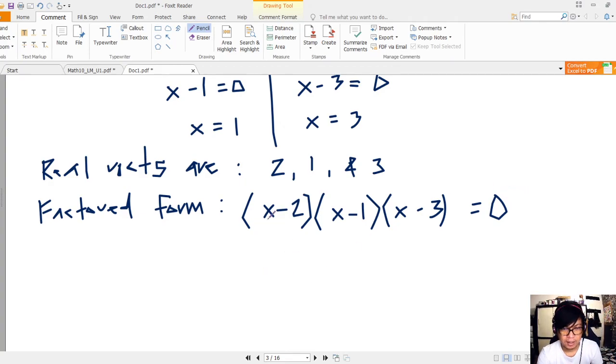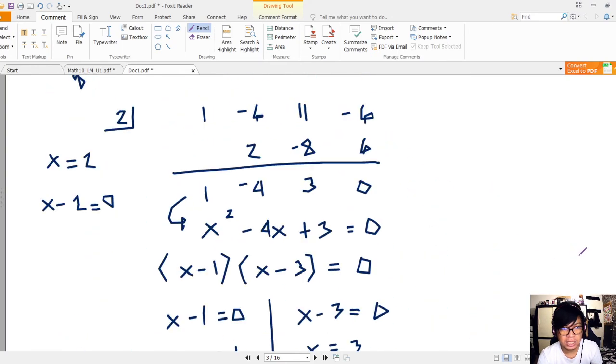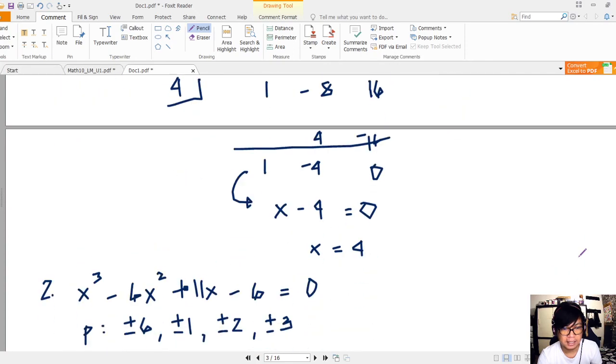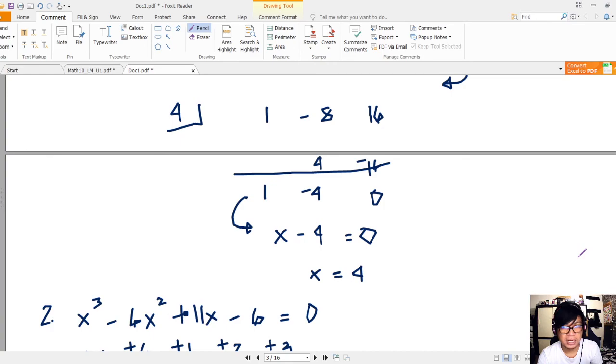So, yan na yung factored form ng ating polynomial equation. So, imagine kung ito lang yung given, naka-factored form lang siya, automatic ma-identify natin yung real roots natin, which is 2, 1. Ito naman is 3. So, naka-factored form. Pero kung hindi siya naka-factored form, tulad ng mga examples na binigay, we need to use the rational roots theorem. That's P over Q.